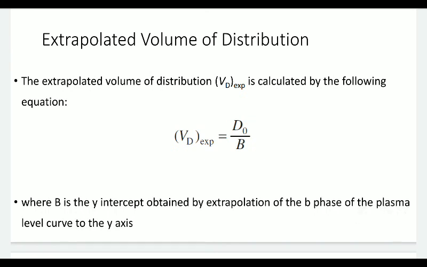So this is also one type of volume of distribution, and a specific mathematical equation has been given where capital B is the y-intercept obtained by extrapolation of the beta phase of the plasma level curve to the y-axis. So all these parameters you can calculate once you plot that bi-exponential curve of drug plasma concentration versus time.